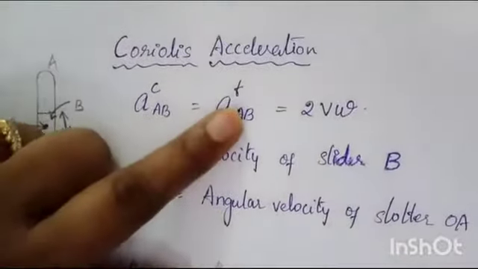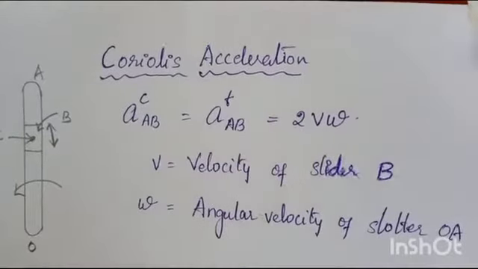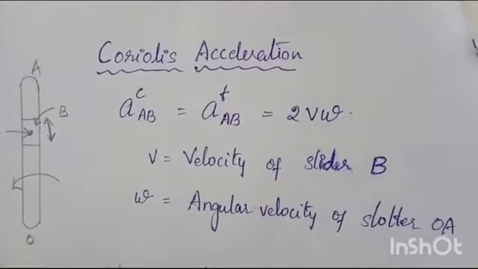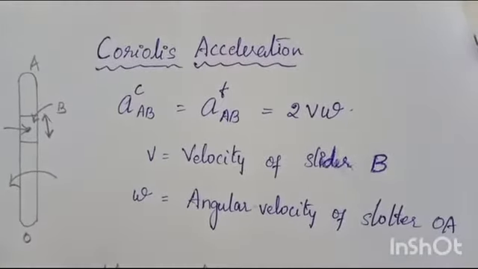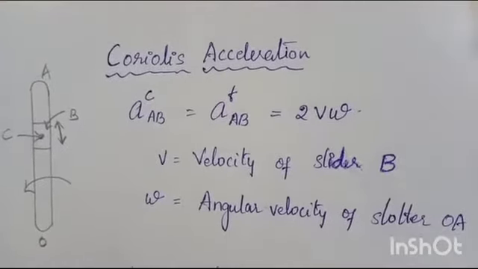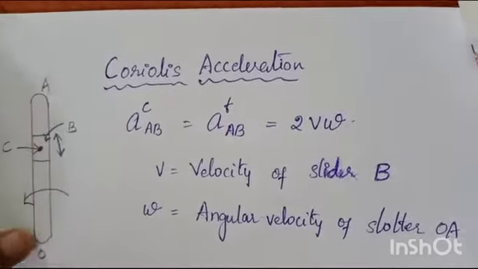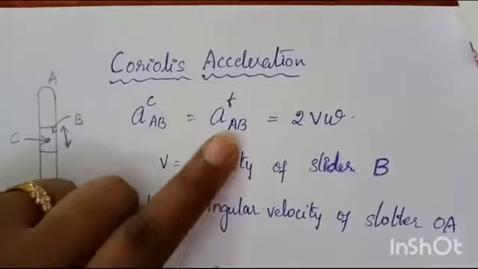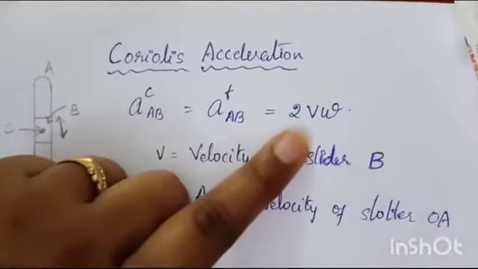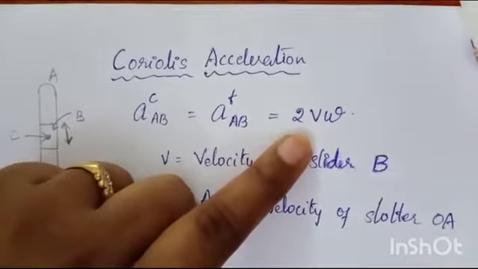So now instead of the tangential component we are taking the Coriolis component when a link has two motions, that means translation as well as rotation. In the problems we have seen till now, you have either rotation or reciprocation. It does not contain two motions, but in this type of problem you have two motions together in a link. The slider and slotted lever combine together as a link. You have a formula to find the Coriolis component, that is 2v omega. You have to derive this formula, so go through the derivation in your book.